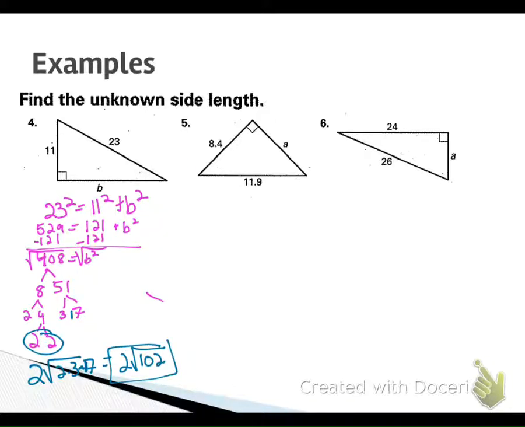Our next one up, we have hypotenuse again. We're looking for a leg. So we end up with 11.9 squared equals 8.4 squared plus a squared. This is one you're not going to be able to do a factor tree because of the decimal points. So you're going to have to use a calculator for this. What is 11.9 squared?